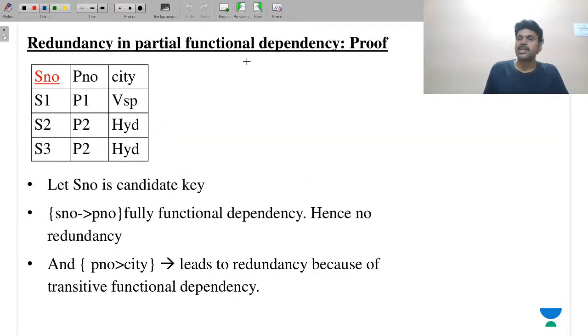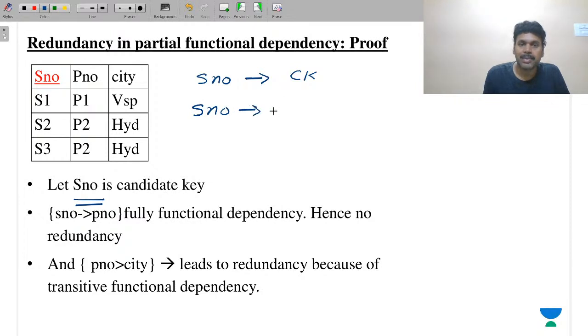Observe friends, this is the proof. I said S number is a candidate key and there are two dependencies given. S number is a candidate key, and another dependency is S number to P number, and one more, P number implies city.